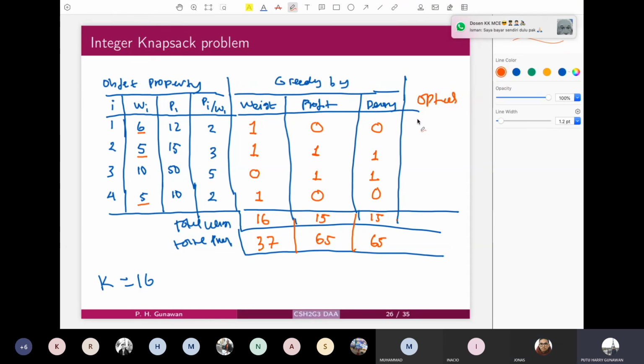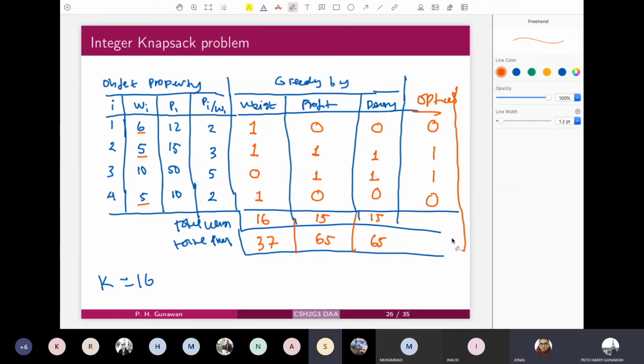The optimal solution, what is the optimal solution actually? Without seeing this one, the optimal solution is 110. So what we can get from this example is that this is the optimal solution. So the profit and the density greedy can give results similar to the optimal solution.